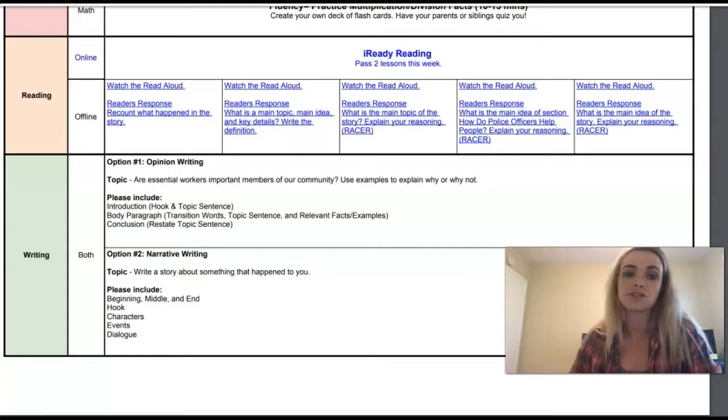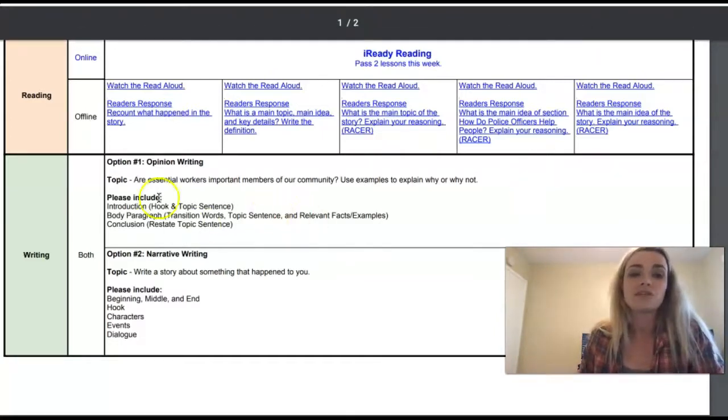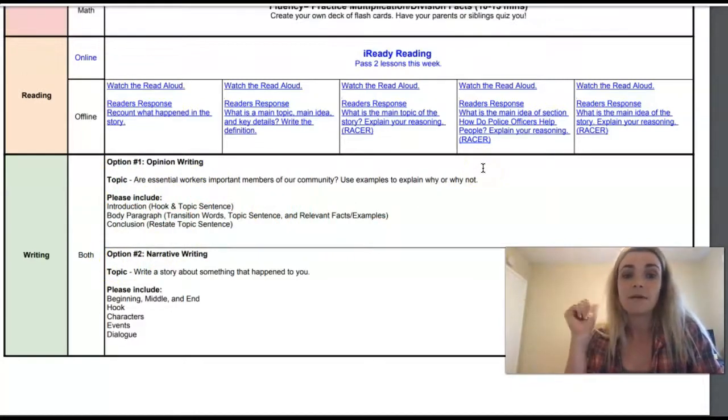Essential workers are the people that are still working right now. So I just want you to explain, are they important, why or why not? Of course they're important right now, but I want you to describe why. These are the 3 things that you need to be including: a hook and a topic sentence, a body paragraph with transition words, a topic sentence, relevant facts, examples, and then your conclusion, where you're restating that topic sentence.